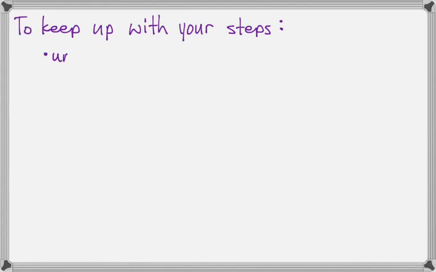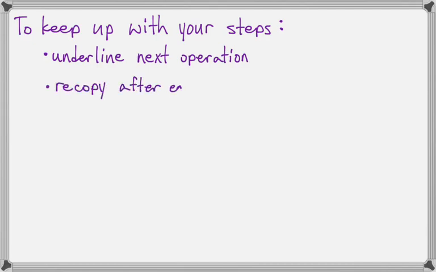So in order to keep up with your steps, I'm going to want you to underline the next operation that you're about to do, and then on the next line recopy everything except that one step that you've done. And you'll see me do it as we work through these problems, but even though this leads to a little extra copying, probably more than you want to do, it's really important to keep track of your work and to make it easy to follow. So I recommend doing this, otherwise you're going to get yourself all turned around. So here's one for us to do.